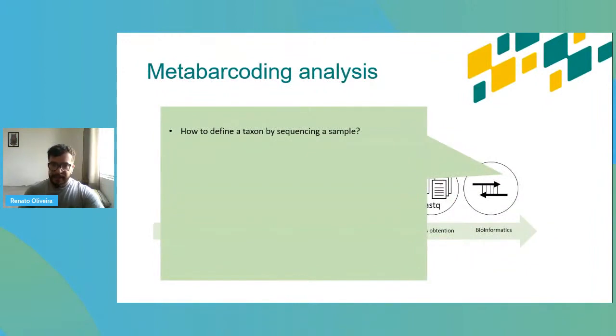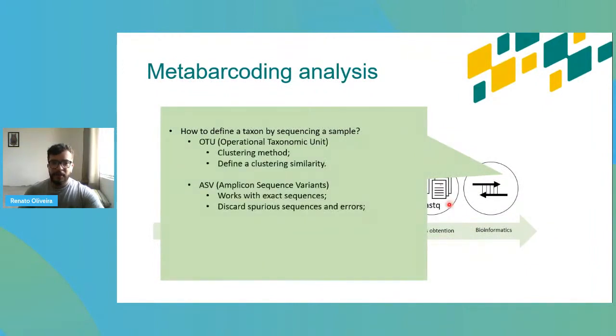And for that, we have 2 strategies. The first is the operational taxonomic unit, the OTU, which is a clustering method in which we define a clustering similarity to form those OTUs. And the other strategy is the amplicon sequence variants, the ASVs, that works with exact sequences. So we allow only the difference of one nucleotide, for example. And with this technique, we discard some sequencing and PCR errors.